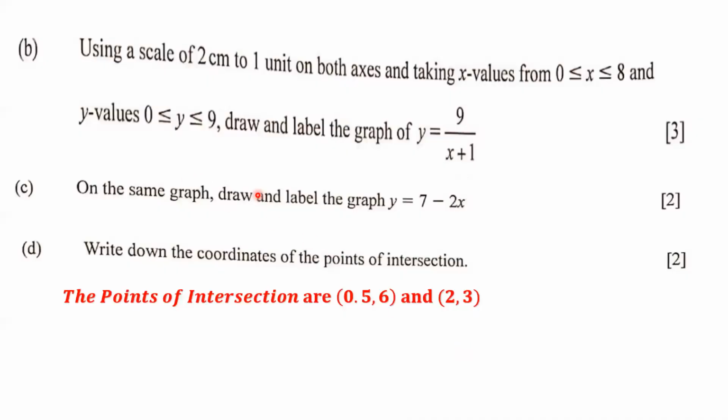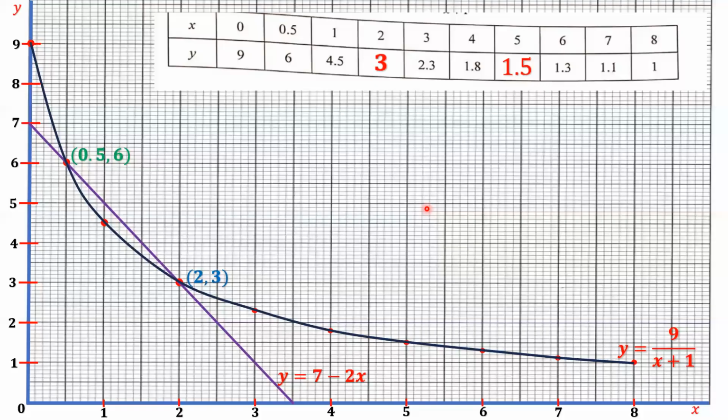It says, on the same graph, draw and label the graph of y is equal to 7 minus 2x, and then write the coordinates of the point of intersection. So let's go ahead and do that. This line is easy to draw because they give us the y-intercept. The y-intercept is 7, so we're going to start at 7.